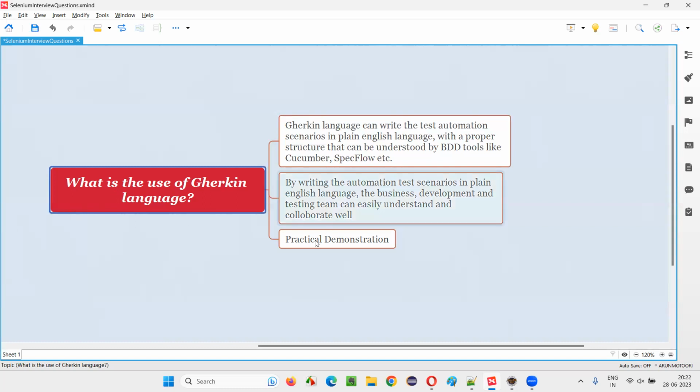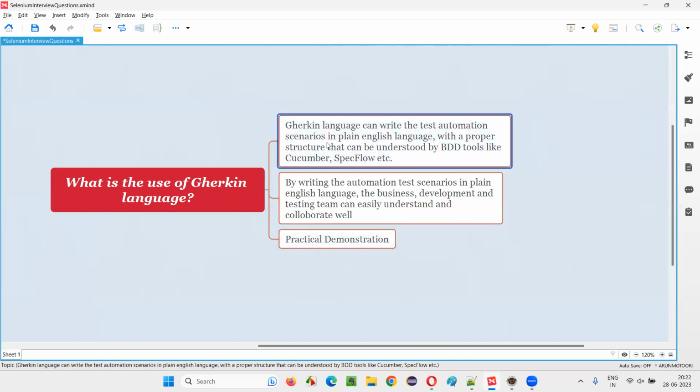Fine. So what is the use? By writing these test automation scripts in Gherkin language, in plain English language, and making this English language understood by BDD tools like Cucumber, SpecFlow, by following a proper structure with the help of Gherkin language keywords like given, when, then, and all. What is the use? The use is the business team, the development team, the testing team, whether it can be technical team or non-technical team, can easily understand and they can communicate and collaborate.